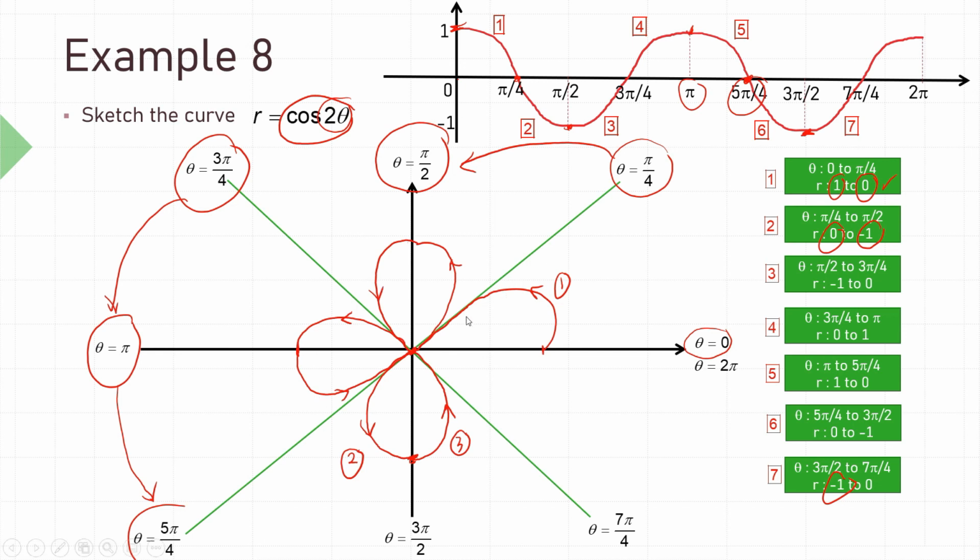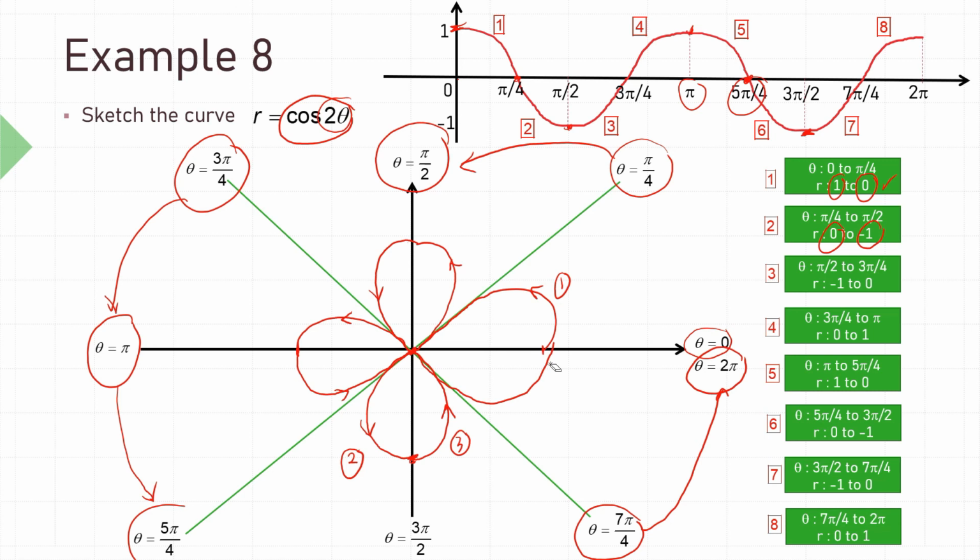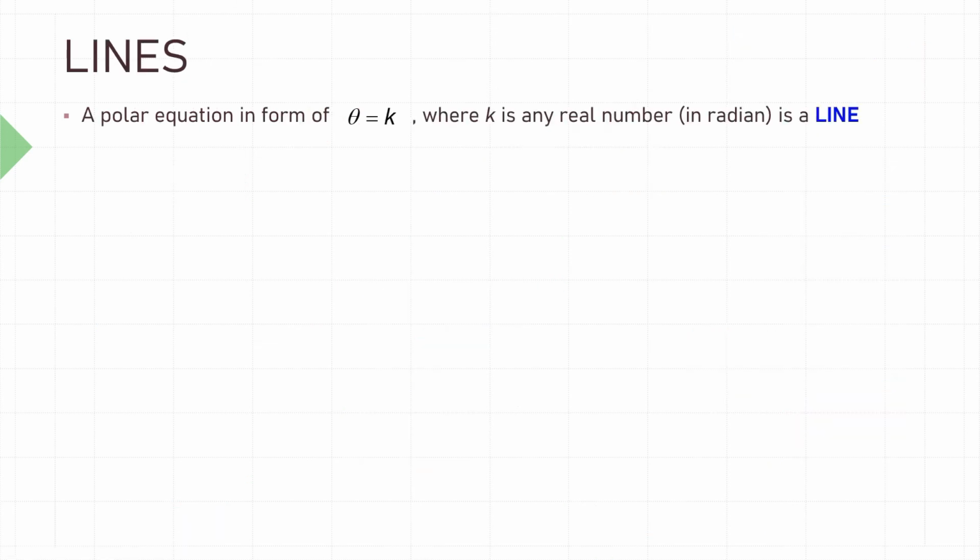Now we have the last one, from 7 pi over 4 until 2 pi, which is from 0 until 1. It starts from 0 and ends at 1. This one should be a normal curve, supposedly something like this. You draw carefully. So this is what we have when we draw r equal to cos 2 theta. We need to do it one by one.